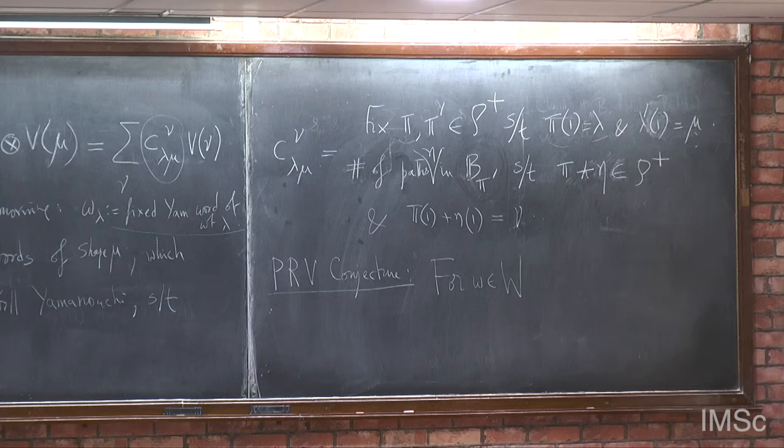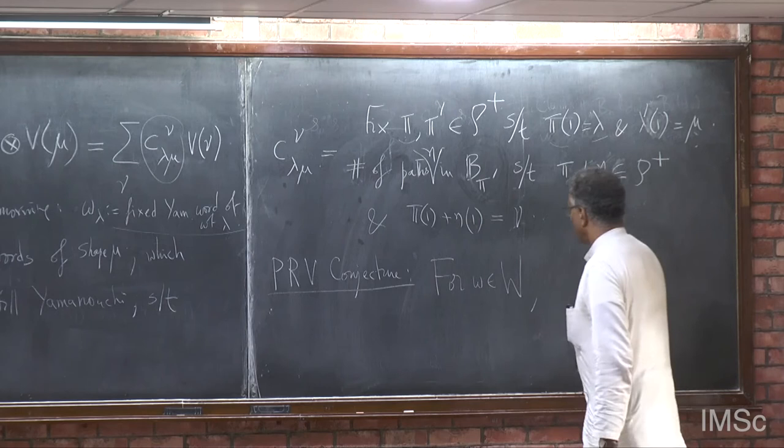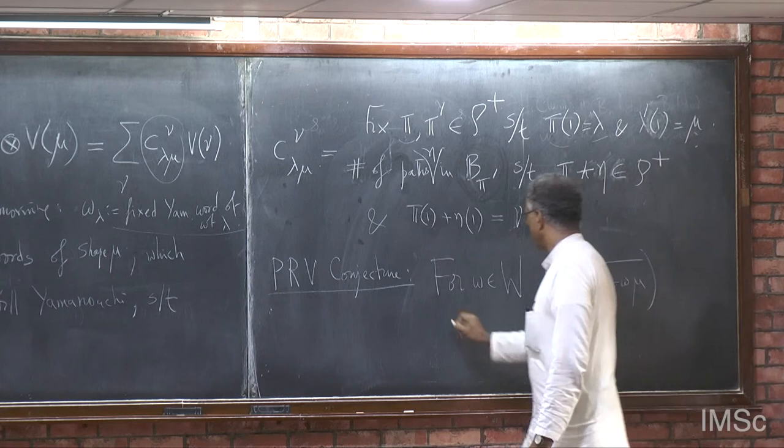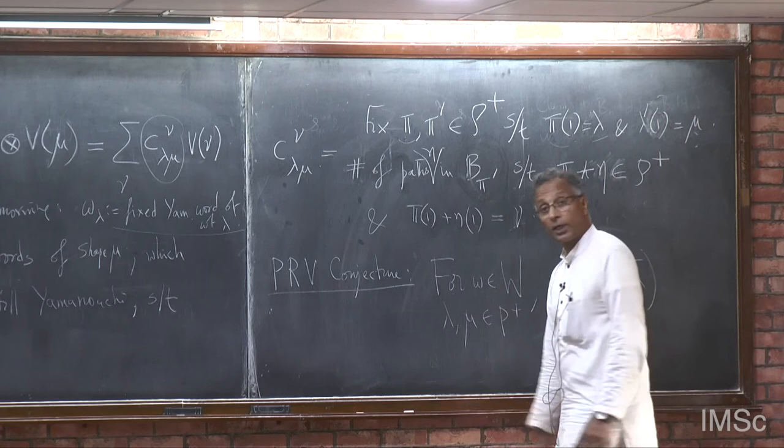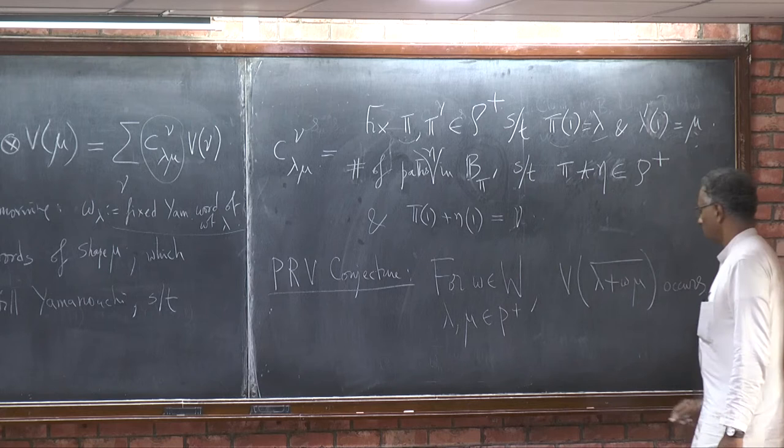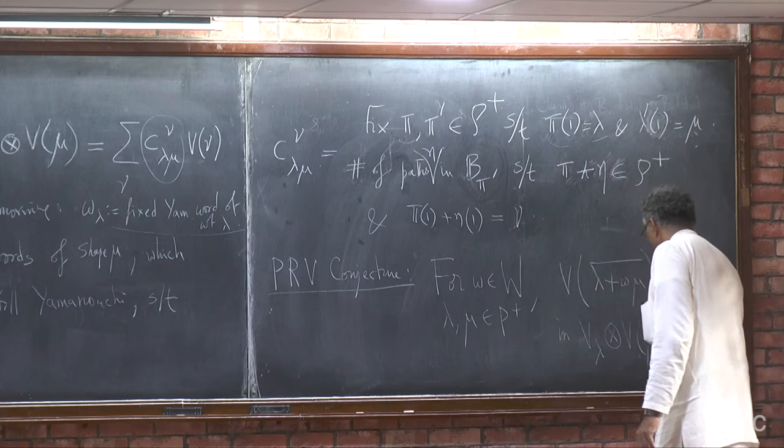Okay, for w in the Weyl group, the weight lambda plus w mu bar, where lambda and mu are dominant weights, occurs in V lambda tensor V mu. This is the statement.